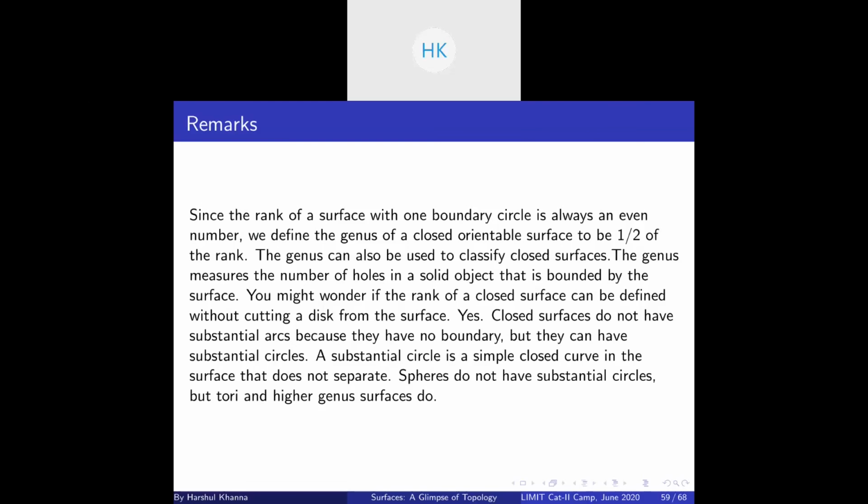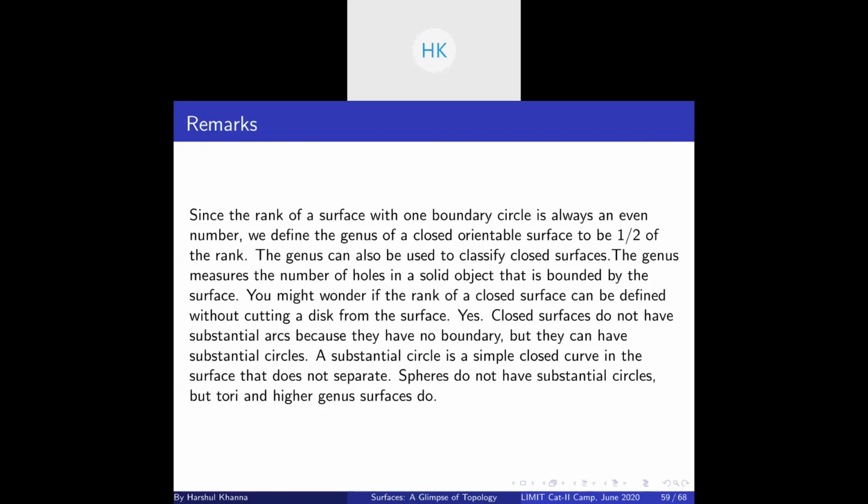Remarks. The rank of a surface with one boundary circle is always an even number. To observe this, just note that for having one boundary circle, it always has to have toroidal holes, right? If it has annular holes, let's say like this, then it can't have just one boundary circle. If you have a surface with boundary circles, then it has to have only toroidal holes, in which case we saw that the rank will have to be an even number.